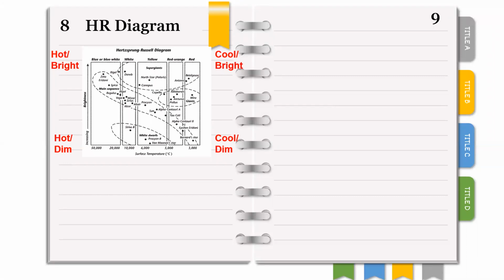The left. Very good job, guys. All of the dim stars are where on the graph? At the bottom, left and right, because if they're dim, they're all at the bottom. If they're bright, they're all at the top.